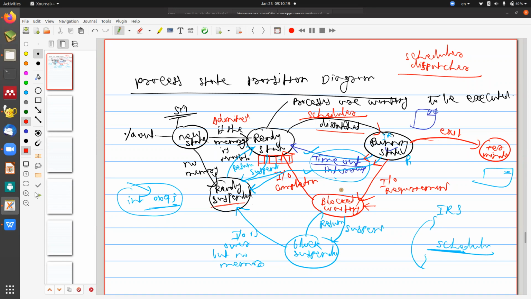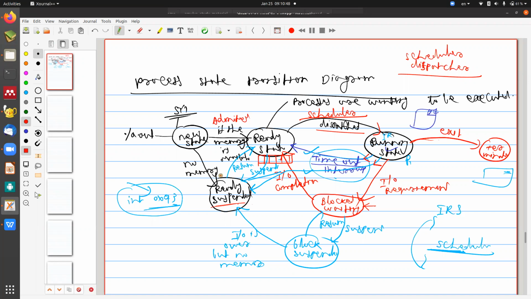Once the IO event has occurred, it will again come back to the ready state for further execution, because it has not completed, it has only partially done. In the same manner, when it is in the block suspended state and the event has occurred, it wants to go to the ready state, but the ready state doesn't have any memory. In that scenario, it will go to the ready suspended state. So these are the basic scenarios we have studied.